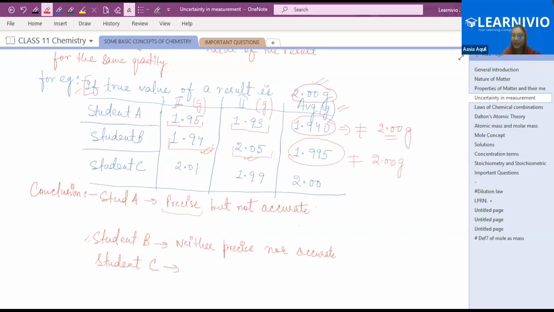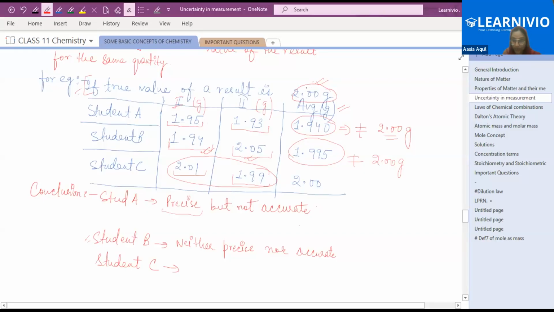So what will you say about student C? See the readings. The first reading is 2.01, and the second reading is 1.99. So it's quite close to each other. These two readings are quite close, so we can say that these readings are precise. Why is it precise? Because these readings are quite close to each other, 2.01 and 1.99. There's a difference of 0.02 only, right?